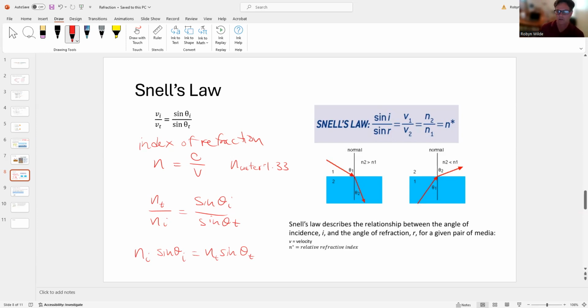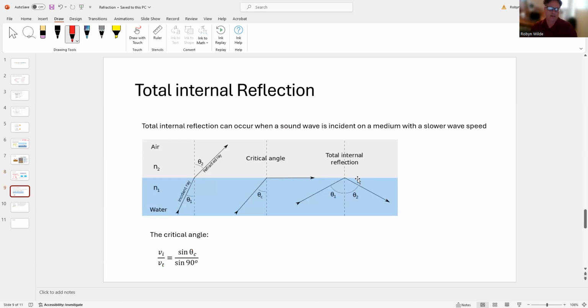So what we're going to do is use that. And I will do a problem and example here in a moment. But one curious thing I want to point out is something called total internal reflection. This happens when the light stays within the incident medium and cannot get out. So what do I mean by this?